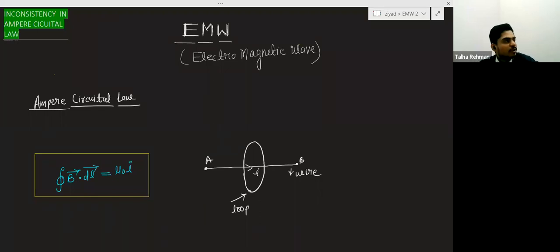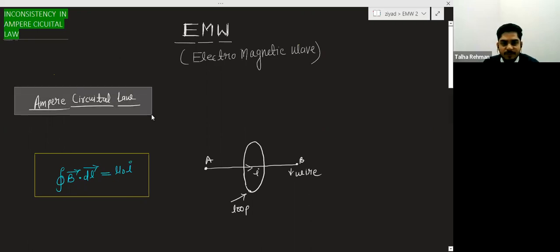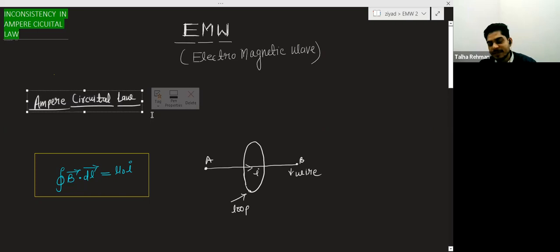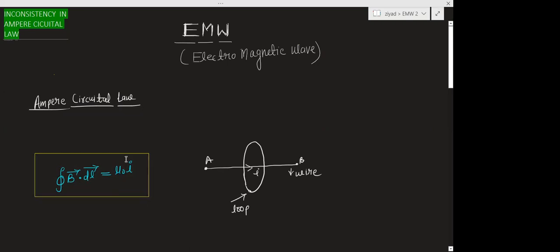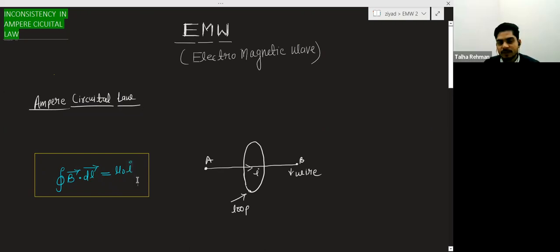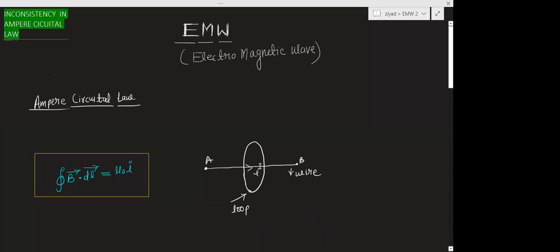a law, Ampere circuital law, that we have discussed, and I have told you what Ampere circuital law is. Ampere circuital law says that the line integral of magnetic field along a closed path is equal to mu naught into the current enclosed by that closed path. For example, this is a wire AB, a current carrying wire AB.